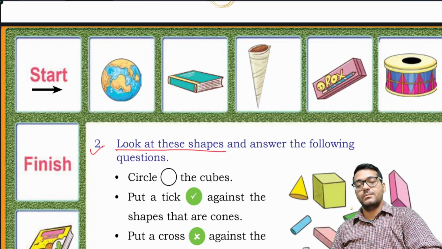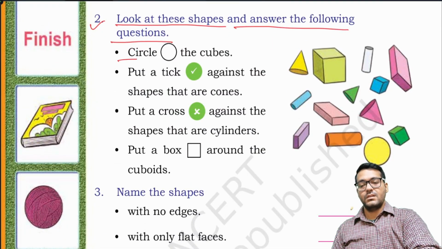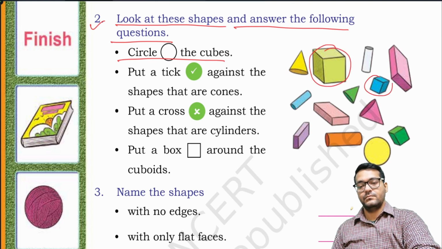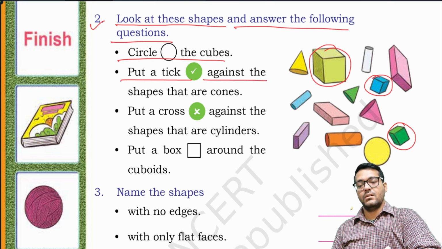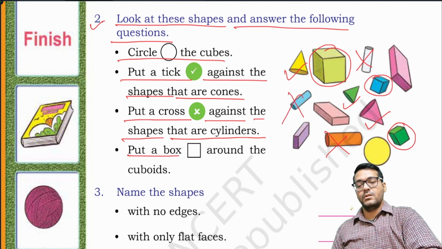2. Look at these shapes and answer the following questions. Circle the cubes. Put a tick sign against the shapes that are cones. Put a cross sign against the shapes that are cylinders. Put a box around the cuboids.